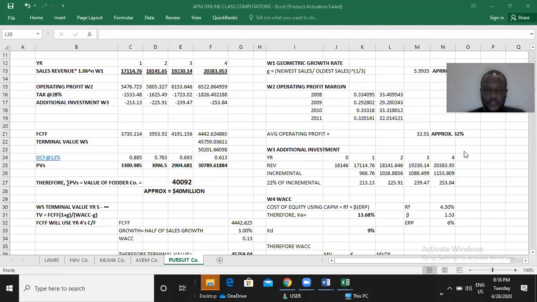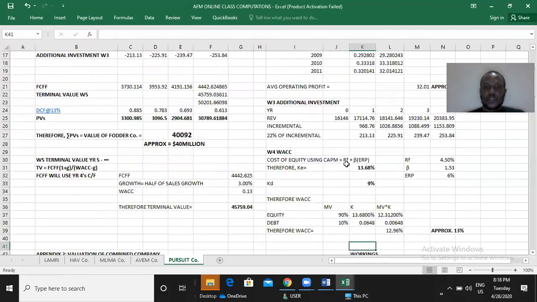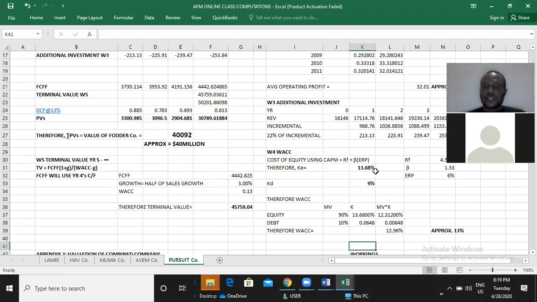In the first valuation, calculating the weighted average cost of capital was not complex. It was just calculating our cost of equity using CAPM, because we had gotten our beta from the question for Fodaco. And so we estimated our cost of equity at 13.68, and then our cost of debt at 9%. 9% was given to us directly as their borrowing rate in the question. And from there, we're able to compute our WACC based on the value of equity and the value of debt.